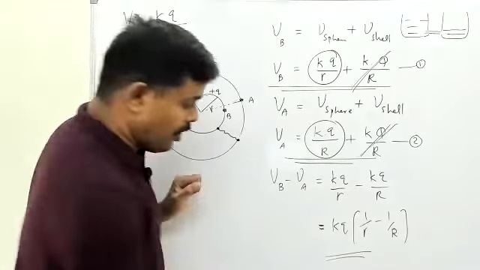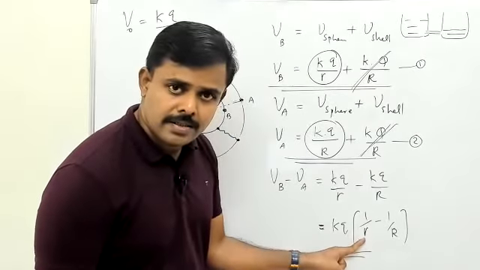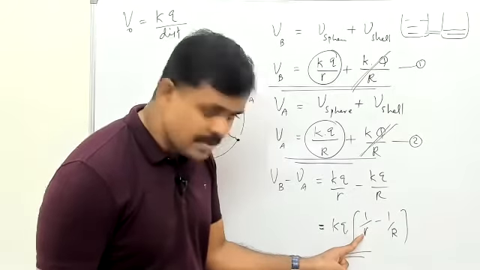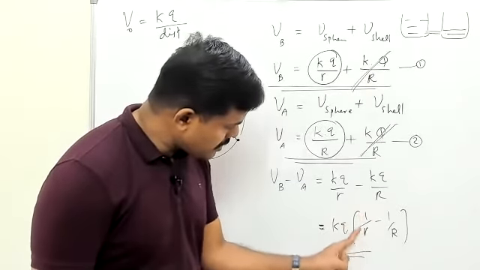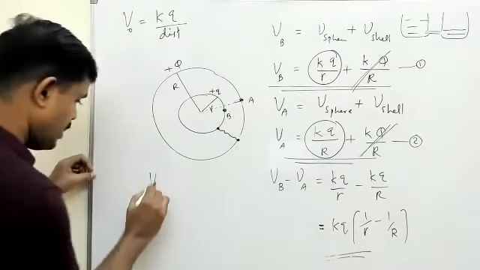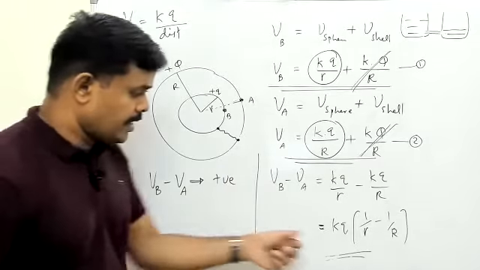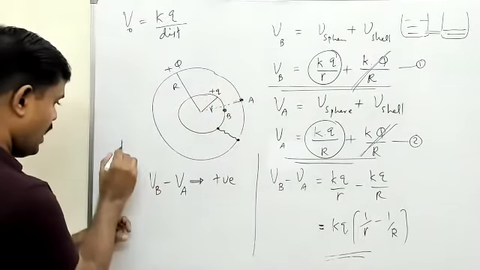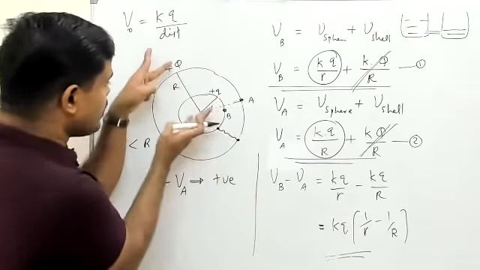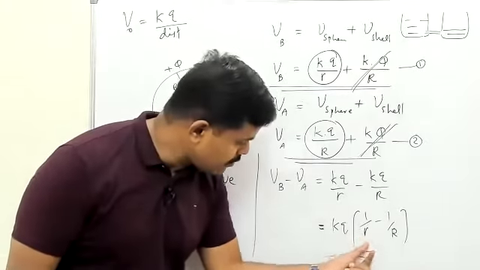Let us see, which radius is smaller? Small r is smaller than capital R, right? So this denominator is lesser, which means this value will be greater. Greater minus smaller means what? It's positive. VB minus VA is positive. Small letter r is the smaller radius, capital letter R is the bigger radius. So small r is less than capital R. That means this value is lesser.